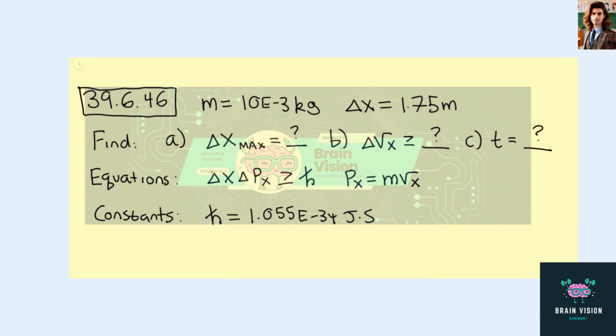So for equations, this is clearly a Heisenberg uncertainty principle problem. That uncertainty principle is that the product of uncertainties in x, position, and momentum is always going to be greater than or equal to a constant, h bar. And we can combine that with the definition of momentum, mv, to find uncertainties in velocity. The only constant we're going to need for this problem is h bar, which is h divided by 2 pi, and that's equal to 1.055 times 10 to the negative 34 joule seconds. So let's jump into it.